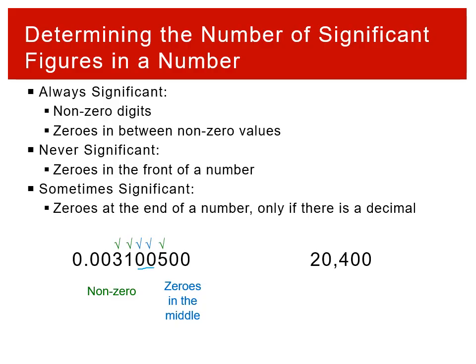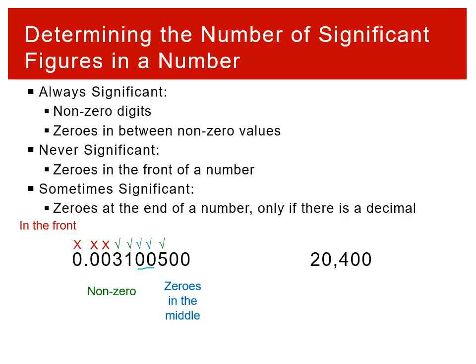So never significant are zeros in the front of a number. These zeros out here, 0.00, not significant. The reason why they're not significant is you are just saying that this value is small. You aren't contributing any information as to what the actual value is.